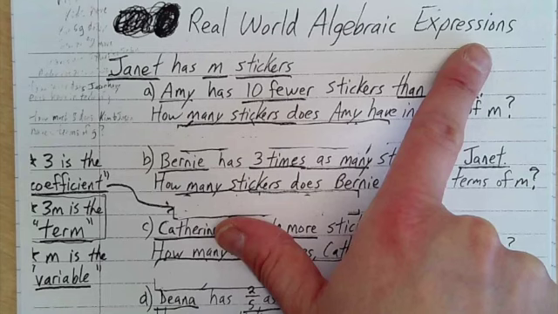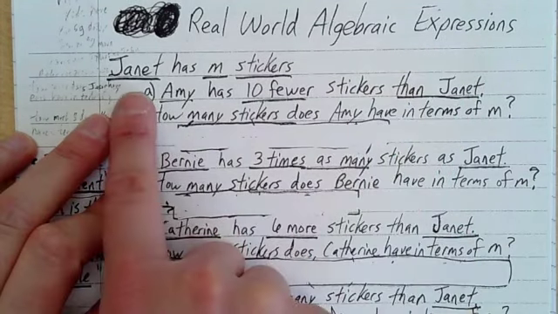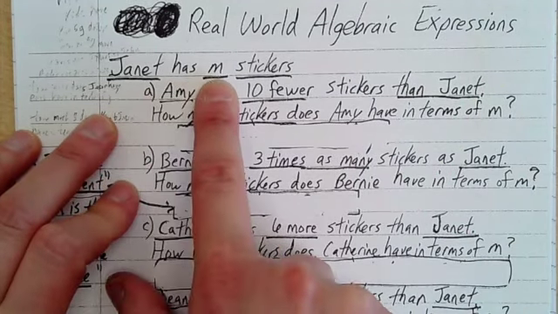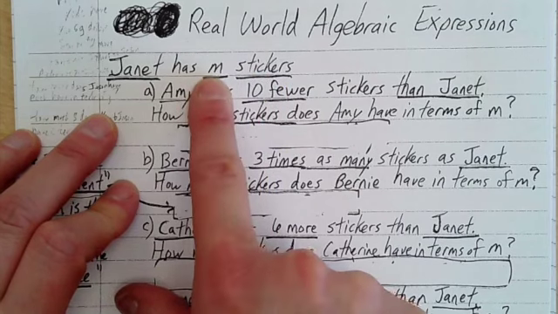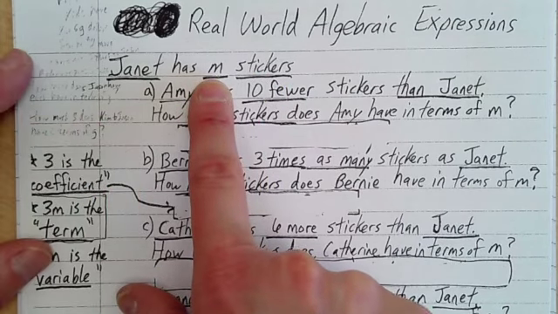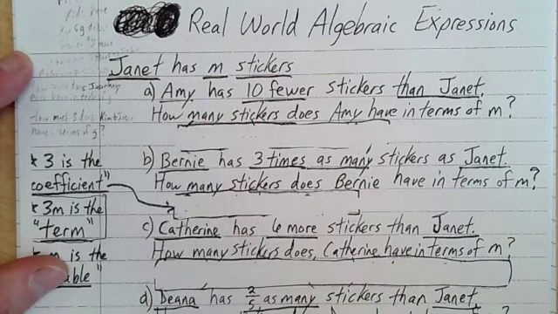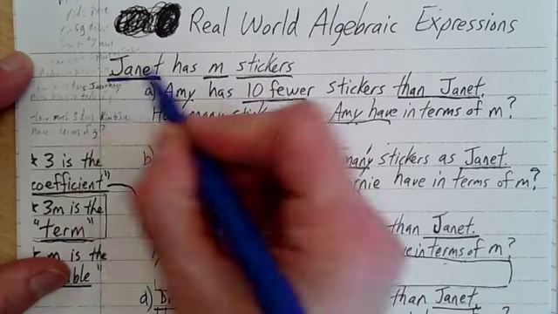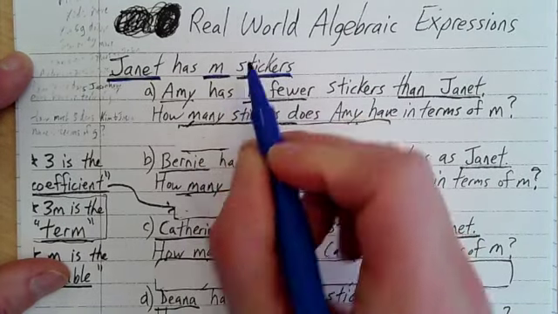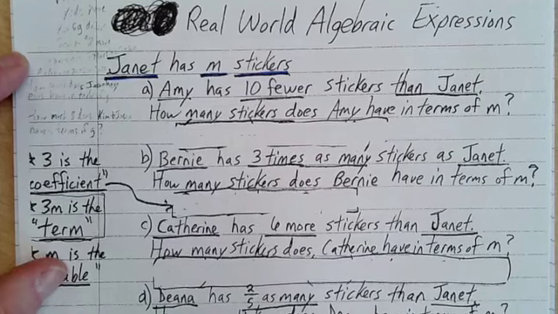So first off, the example we have is that Janet has M stickers, and this bothers kids because they don't know what M stands for. You don't need to know. We just know that Janet has M stickers. So I want to underline Janet, M, and stickers, okay? So now they're going to start getting some clues.